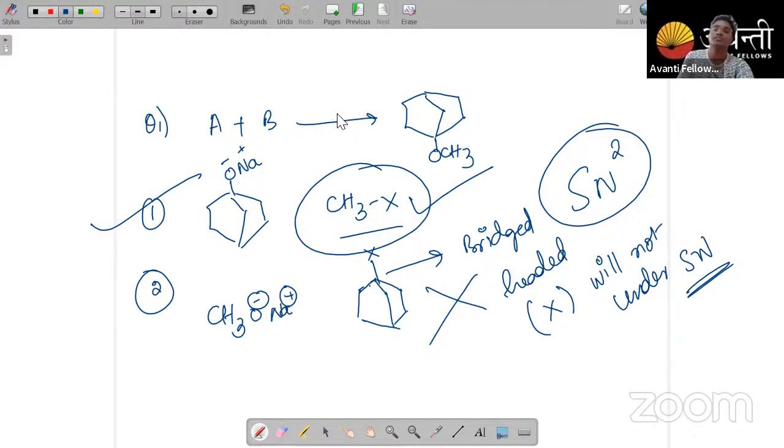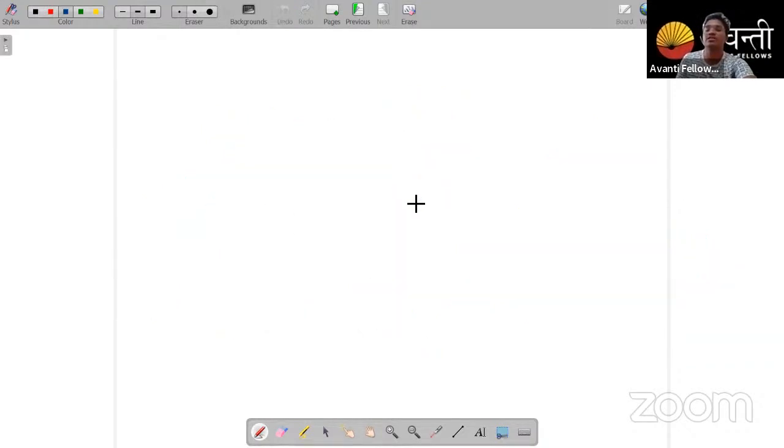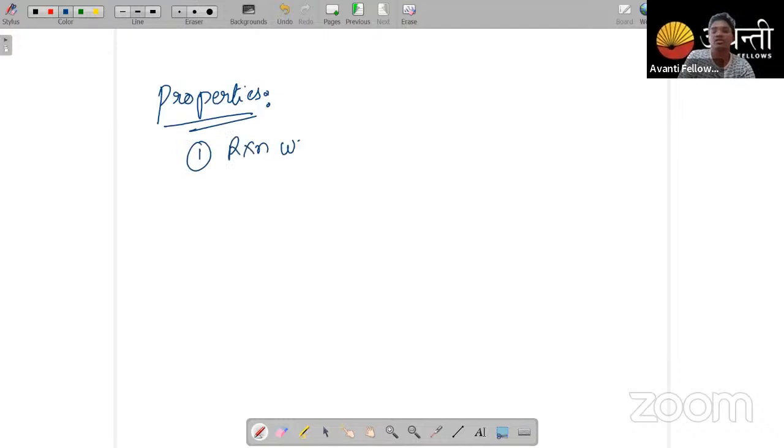Okay, now next we can see the properties of ether. Chemical properties we are looking for ether. After that, I think our chapter will finish. 12 minutes left. Chemical properties of ether: first one, reaction with HX. How will the reaction take place?